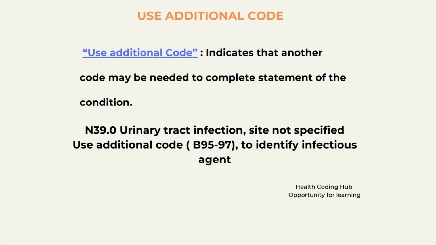Moving to the next, what is use additional code? Use additional code indicates that another code may be needed to complete the statement of the condition. For example, say urinary tract infection due to E. coli. Look at this code N39.0, urinary tract infection. We should use additional code B95 to B97 to identify infectious agents such as E. coli.